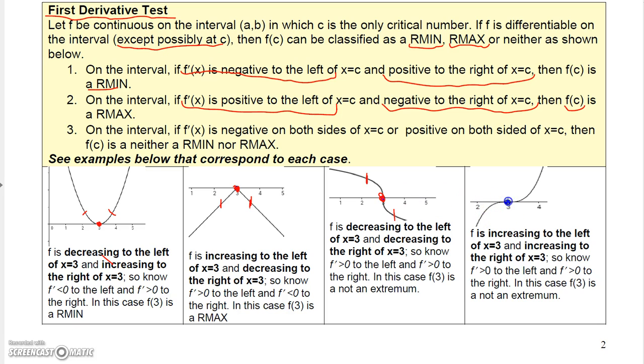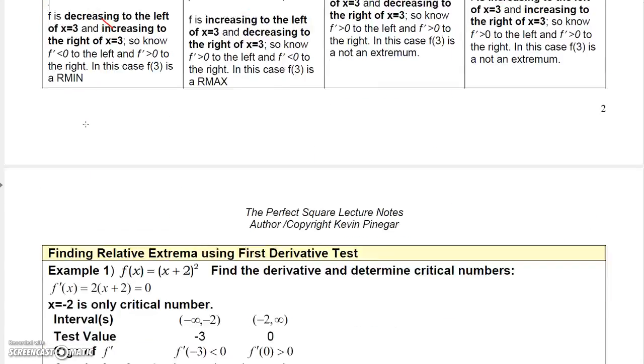Over here, this one's a critical number because here you get a horizontal tangent line, so the derivative is 0. But immediately to the left of it, the derivative would be positive, and immediately to the right of it, the derivative would still be positive. So therefore, you don't get an extrema in that case.